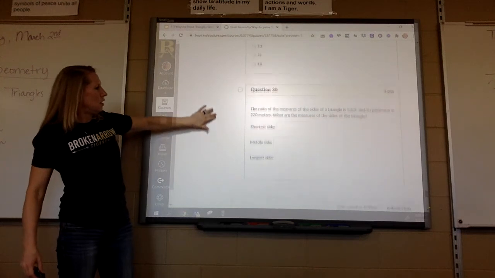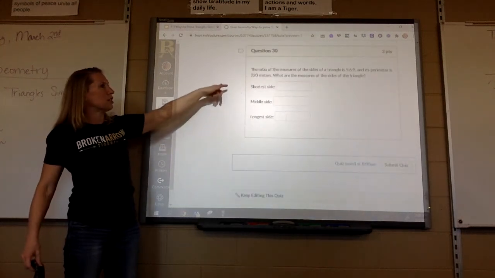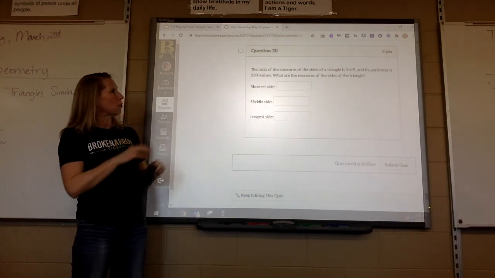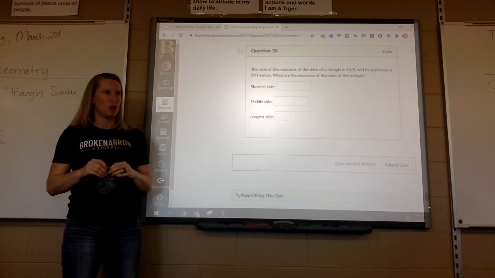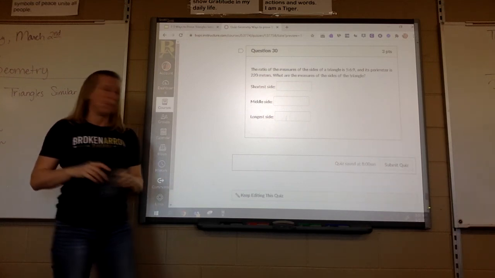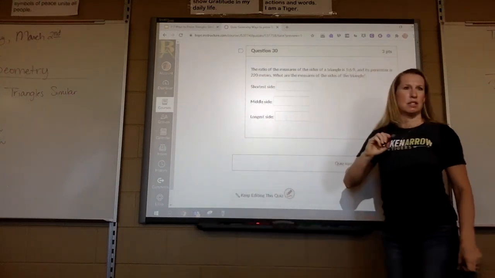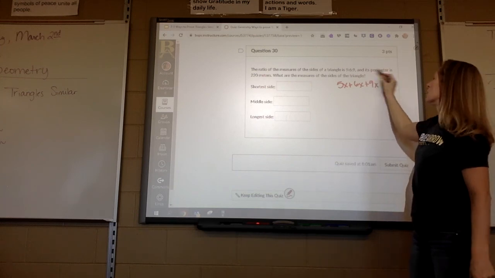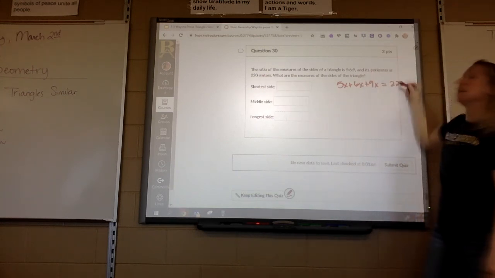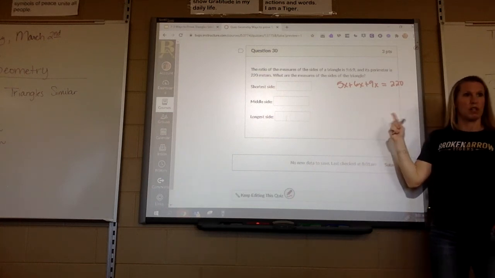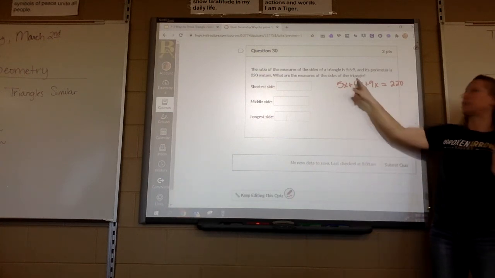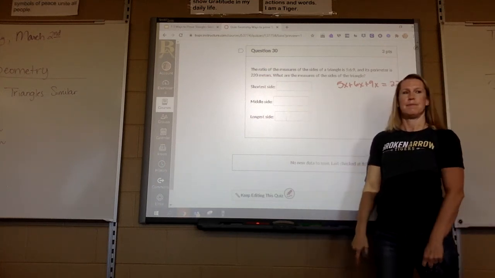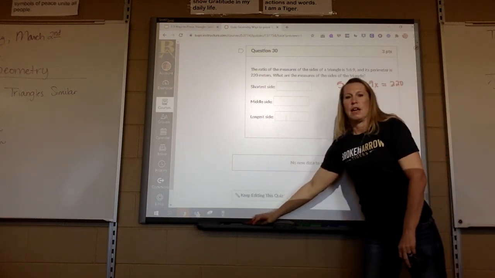Okay, so there is a review problem, number 30. It's a review from that first section. Do you guys remember how to do problems like number 30? You put the x next to each of those numbers. So 5x plus 6x plus 9x equals, and then the perimeter is 220. You'll solve for x. When you get x, you have to do 5 times whatever x is, 6 times whatever x is, and 9 times whatever x is to get those lengths. Okay?